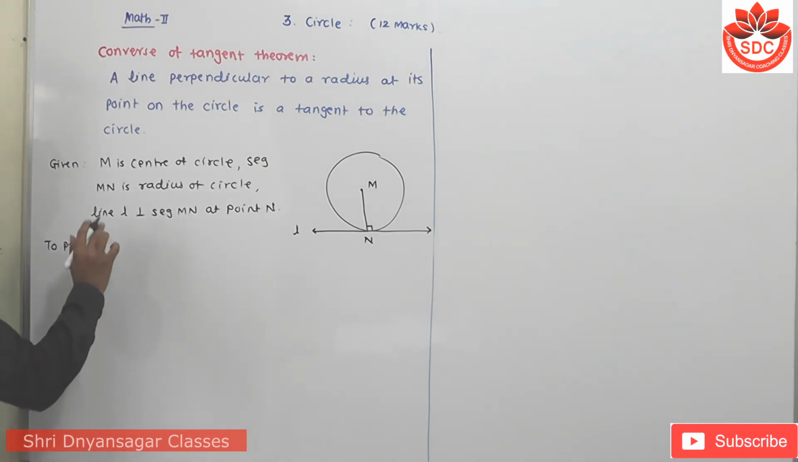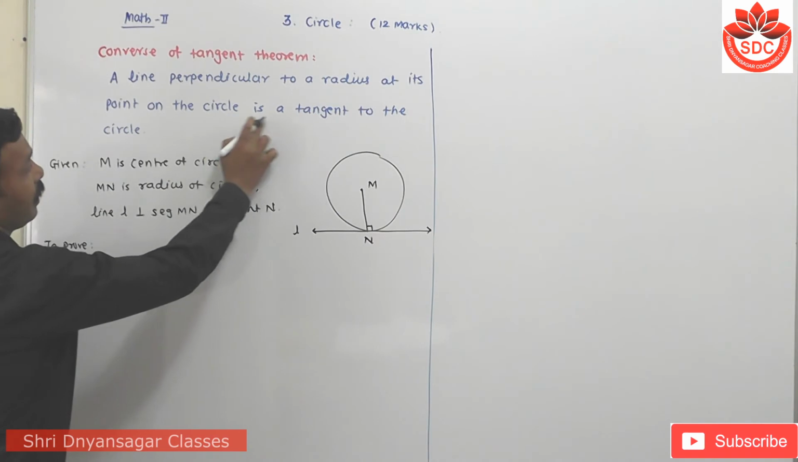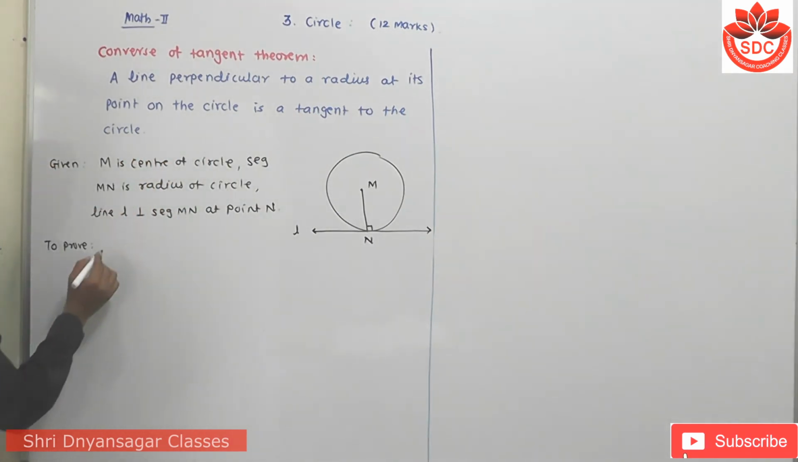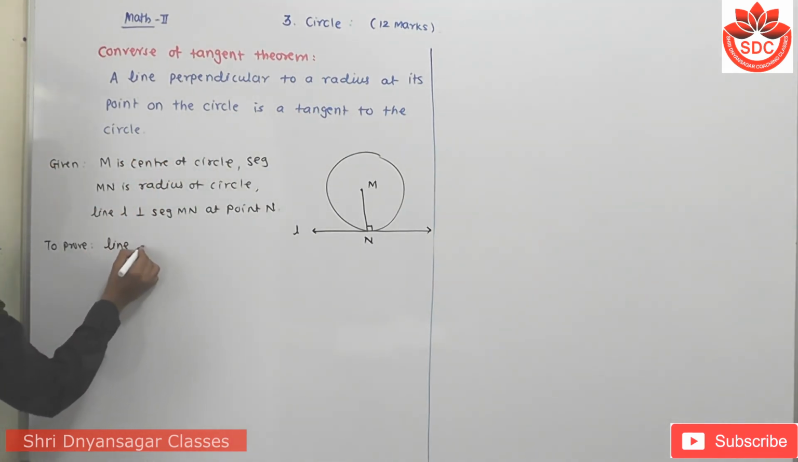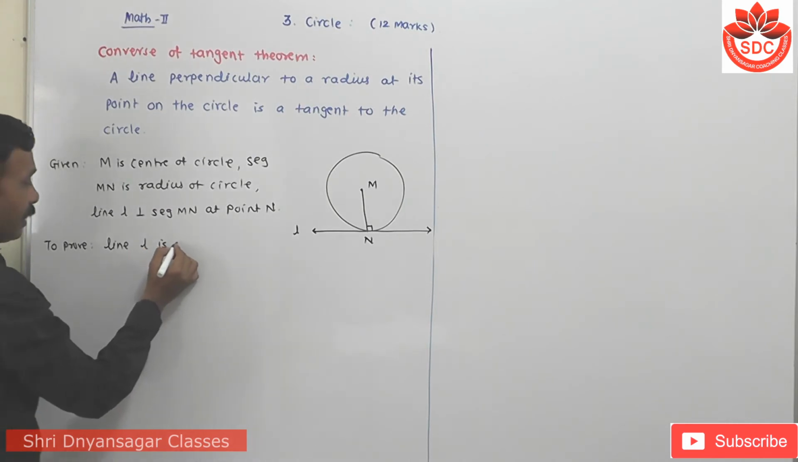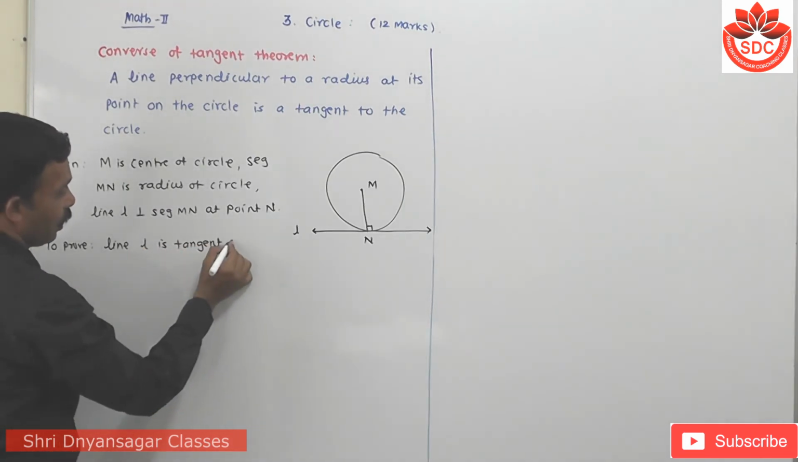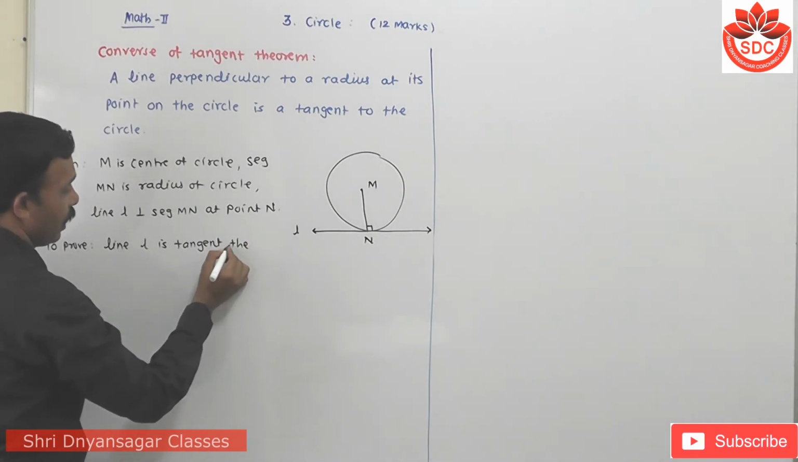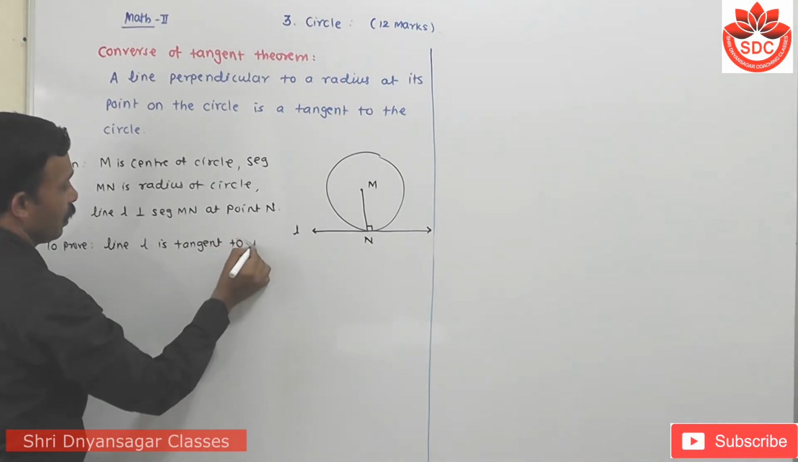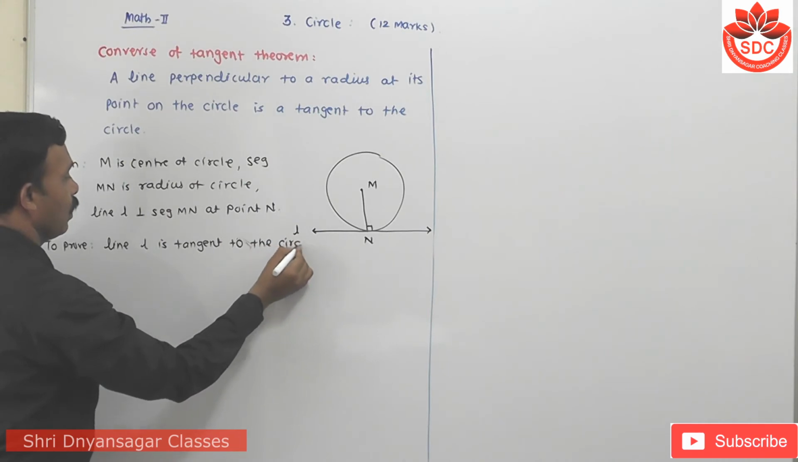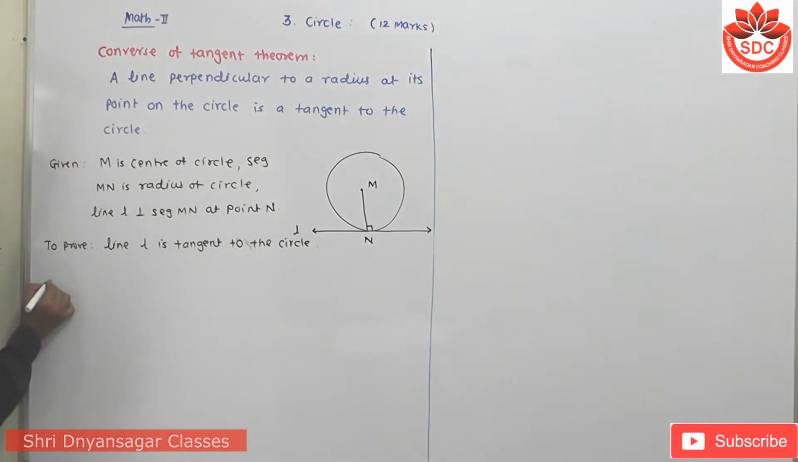Then to prove is that this line is the tangent to the circle. Means that line L is tangent to the circle. Then it's proved.